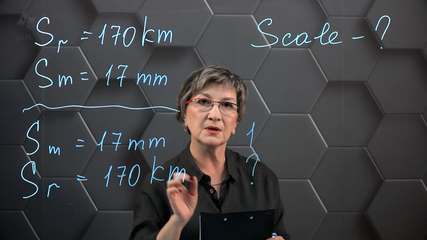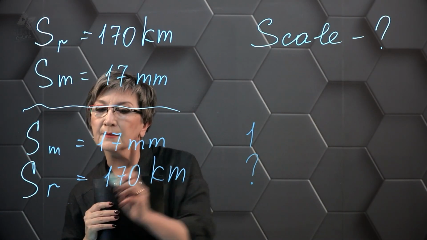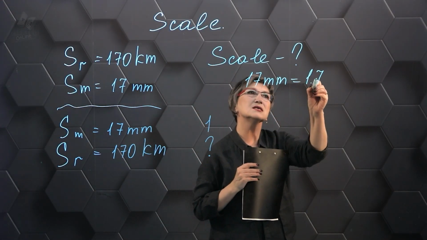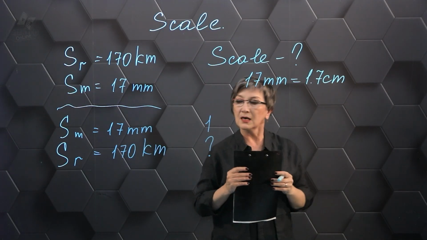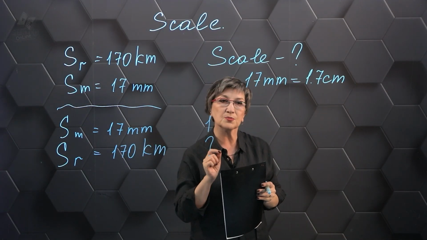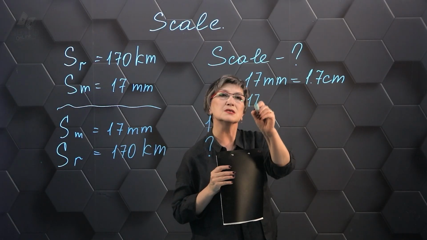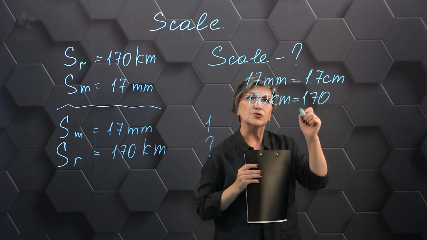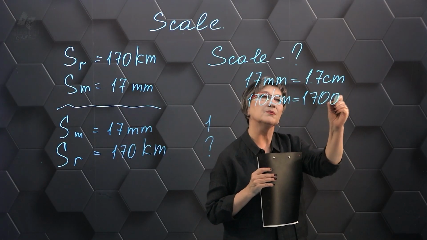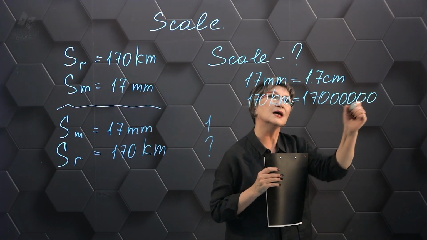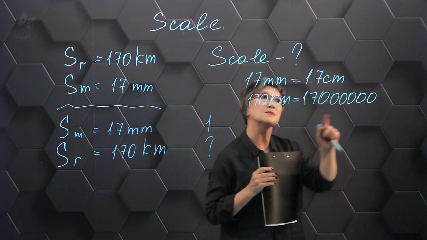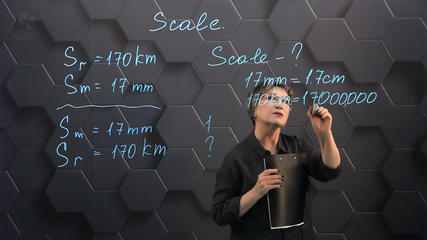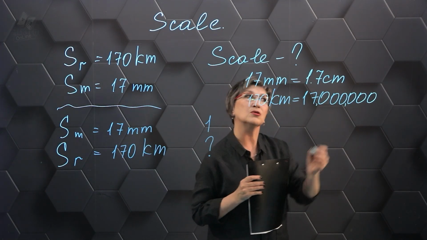Let's convert millimeters to centimeters. And then 17 millimeters is 1.7 of a centimeter. We'll convert the real distance into centimeters. 170 kilometers equals 170. Write it down and add 5 zeros. And then we get the distance in centimeters. 170, and I've added 5 zeros. The result is 17 million centimeters.